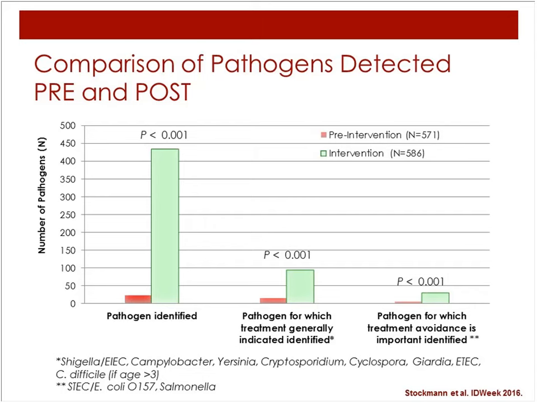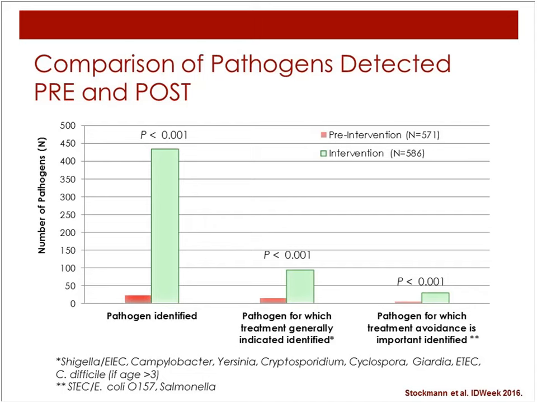And lastly, in the final bar to your right, there were significantly more pathogens identified for which treatment with antibiotics should be avoided. This includes the Shiga toxin-producing E. coli, E. coli O157, and the Salmonella. There were 5 of these cases in the pre-group compared to 32 in the post-group.